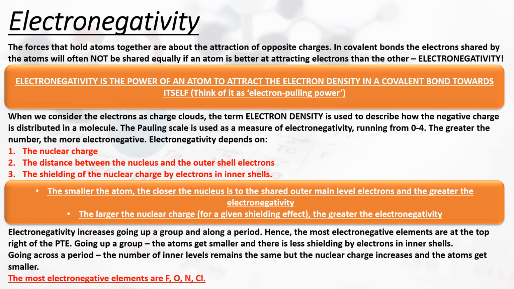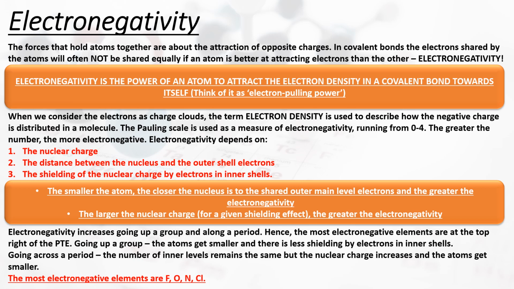Now in covalent bonds, the electrons that are shared by the atoms will often not be shared exactly equally 50-50. And this will happen if there's an atom that is better at attracting electrons to itself than the other. And we give this the name of electronegativity. Electronegativity is the power of an atom to attract the electron density in a covalent bond towards itself.